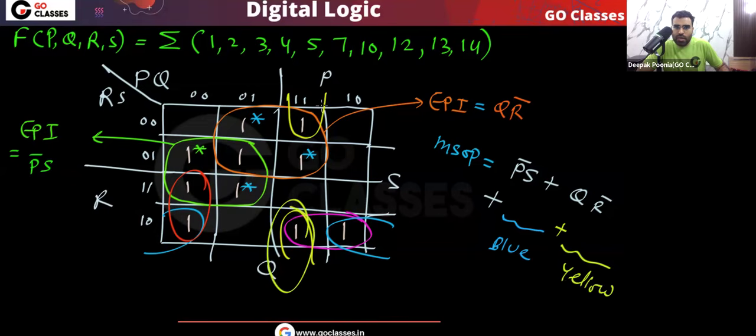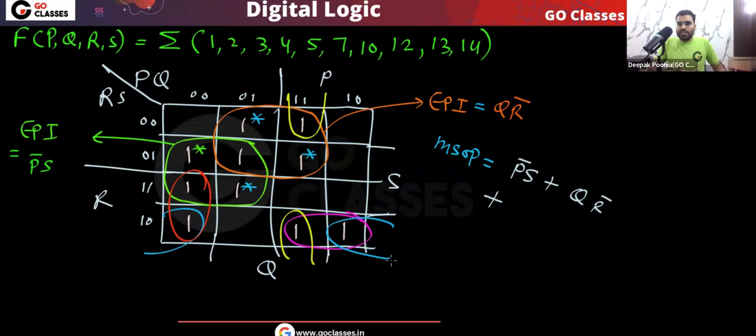Yes or no? This yellow I need to take. Very simple. So blue, yellow I need to take. Is there anything else I can do? Pink I cannot take. If I take blue, then to cover this one, I need to take yellow, that I have already considered. So that's it. All the minimal SOP I have already considered.